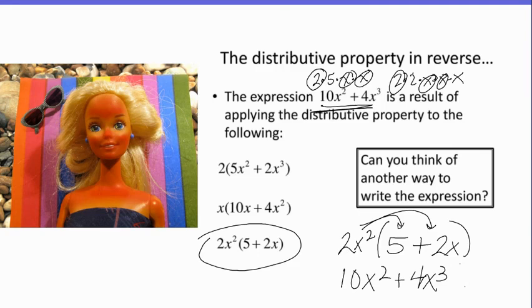Your homework today will be a lot like this. I would give you 10x squared plus 4x, and you give me this. Sometimes it'll just ask for the GCF and then you just give it.